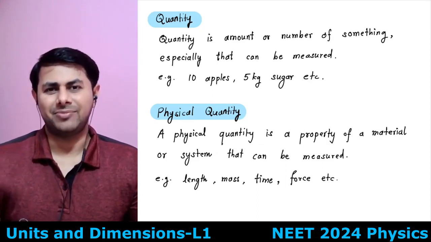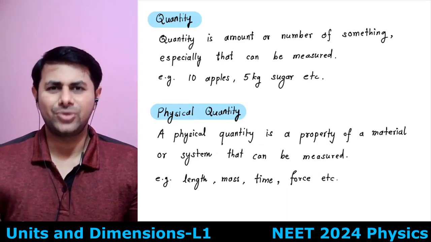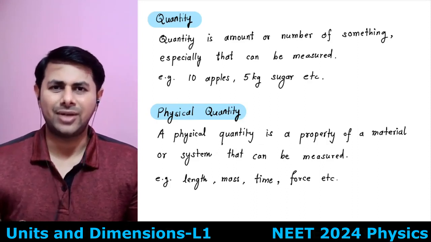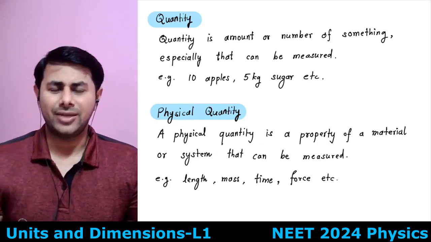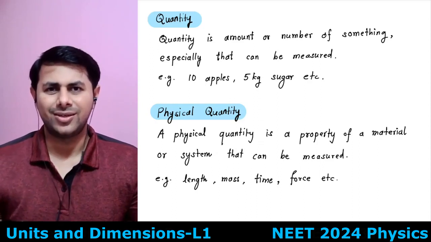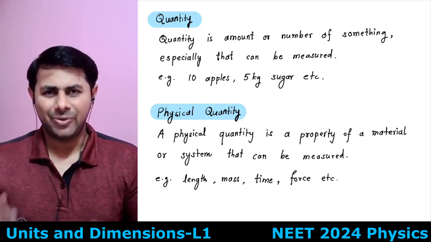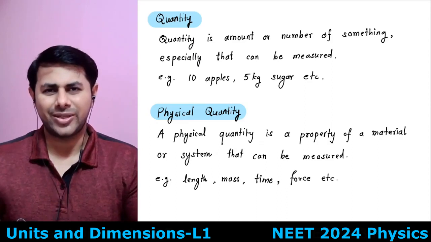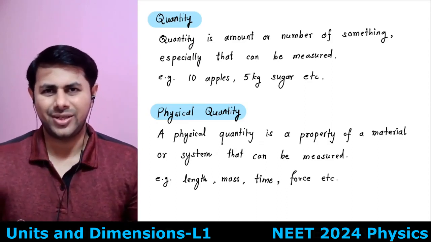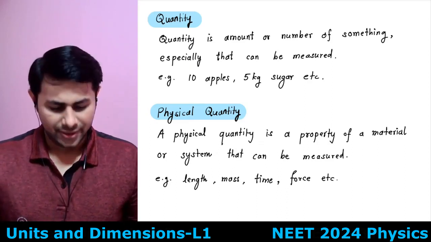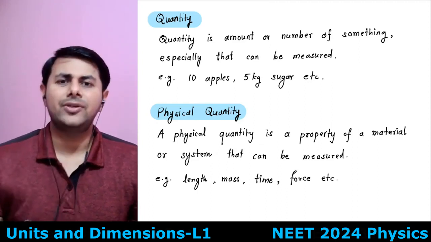Let's say I want to buy something. I want to buy sugar. So I go to the grocery shop and ask for sugar, but I need to say I want this much amount of sugar, and for that measurement is required.